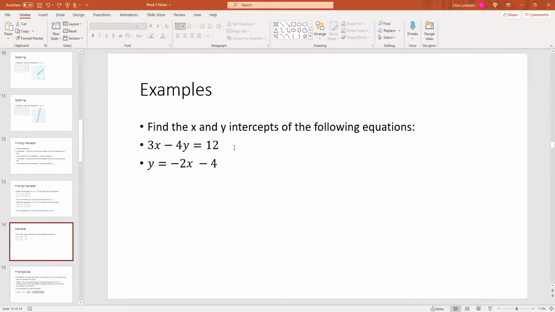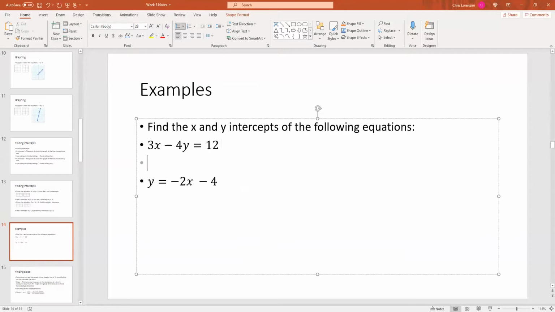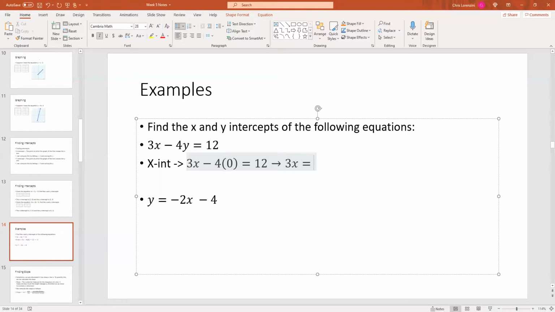So let's find the x and the y-intercepts of the following equation. 3x minus 4y is equal to 12. If we want to find the x-intercept of this, I'm going to let y equal 0, and I'm going to solve my equation. So my equation now breaks down into 3x equals 12. Dividing both sides by 3, I see that x is equal to 4. So my x-intercept will be at the point 4, 0.